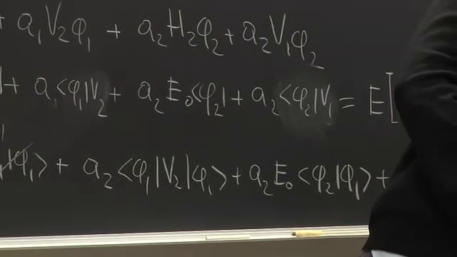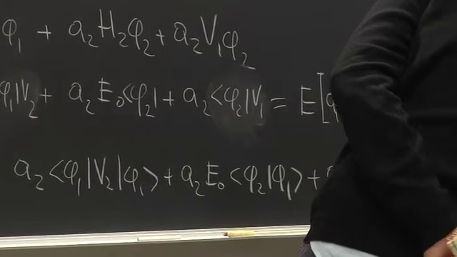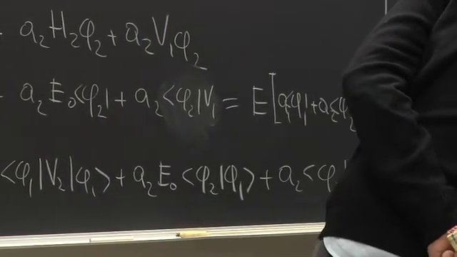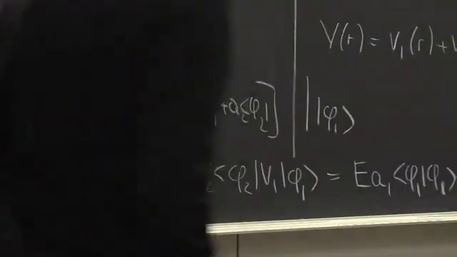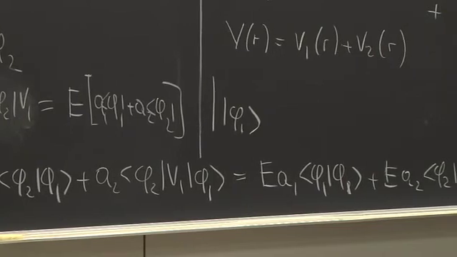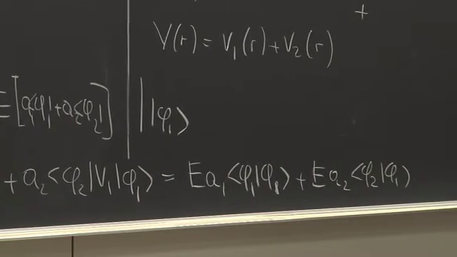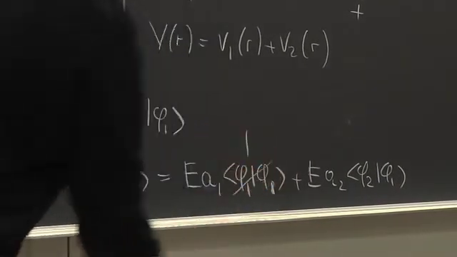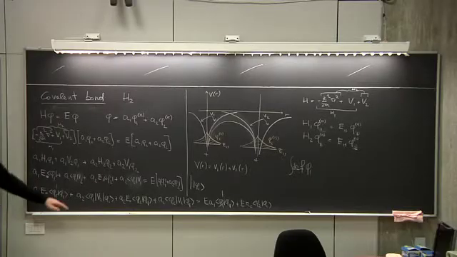What about the right-hand side? E A1 <phi 1|phi 1> plus E A2 <phi 2|phi 1>. This is again 1. What can I say about the other terms? For example, this one, <phi 2|phi 1>.